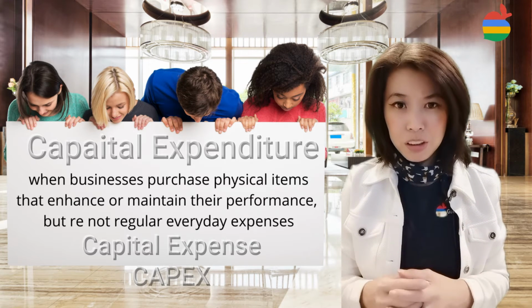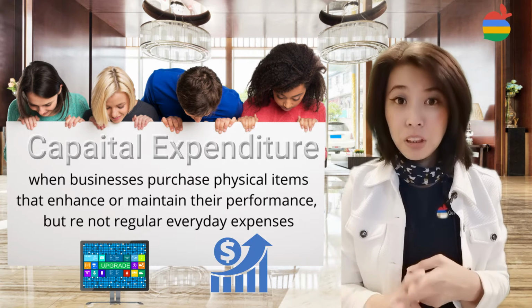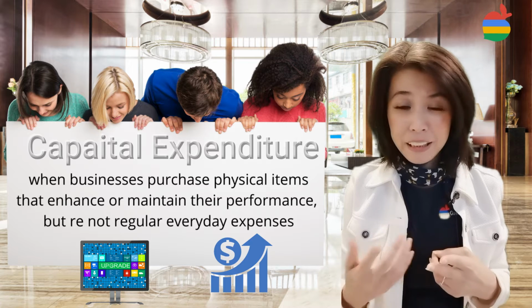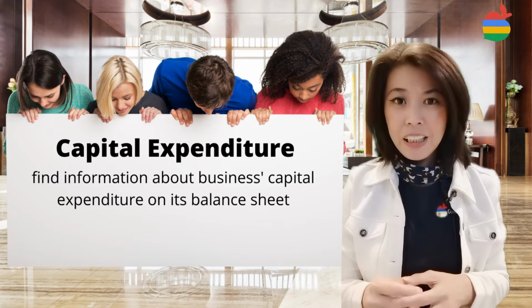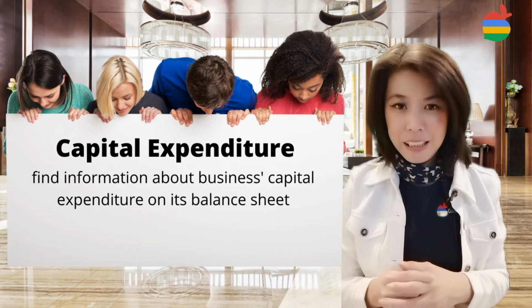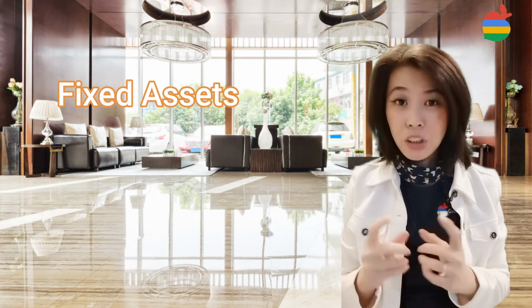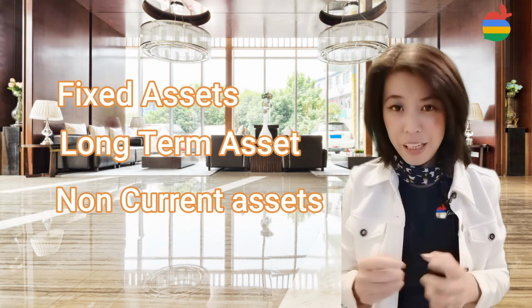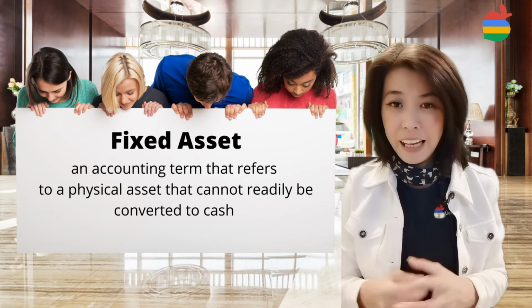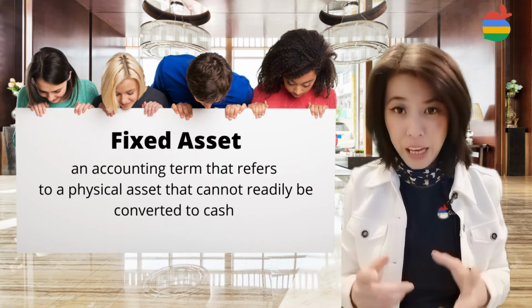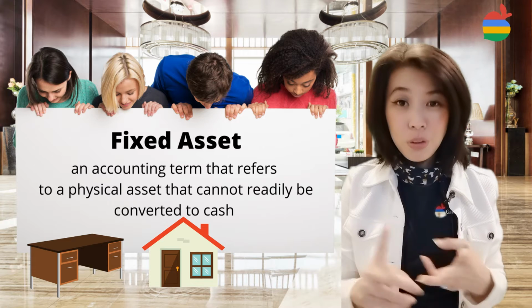Capital expenditures do one of two things here. They either help to upgrade your existing business or they promote the growth of your business, such as purchasing a new business, right? You can find these capital expenditures on your balance sheet. Typically, it will be shown in the section labeled as fixed assets, or sometimes it's called long-term assets or non-current assets. A fixed asset is an accounting term that refers to a physical asset that cannot readily be converted to cash. This will include things like your office furniture, properties, or your equipment.